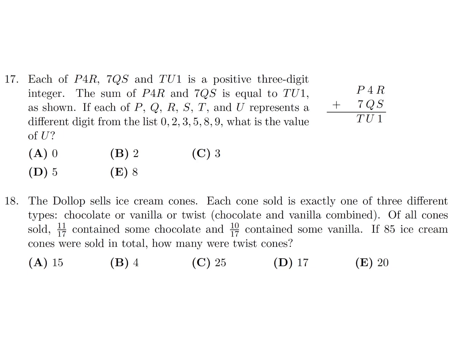Each of P4R, 7QS, and TU1 is a positive 3-digit integer. The sum of P4R and 7QS is equal to TU1, as shown. Each of P, Q, R, S, T, and U represents a different digit from 0, 2, 3, 5, 8, 9. What is the value of U? Oh boy, so this is a trial and error.